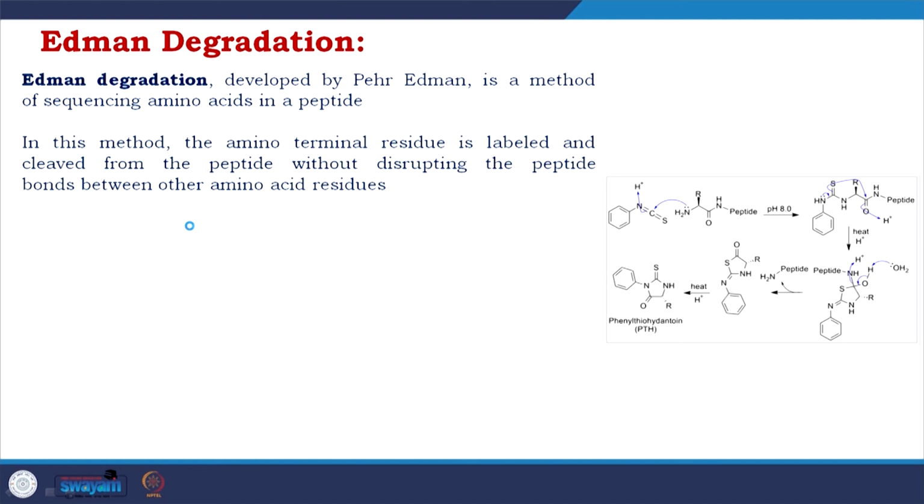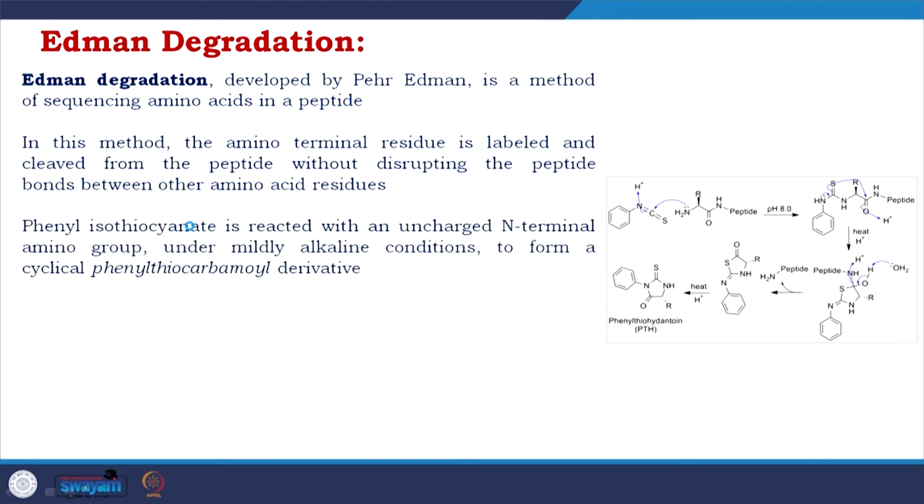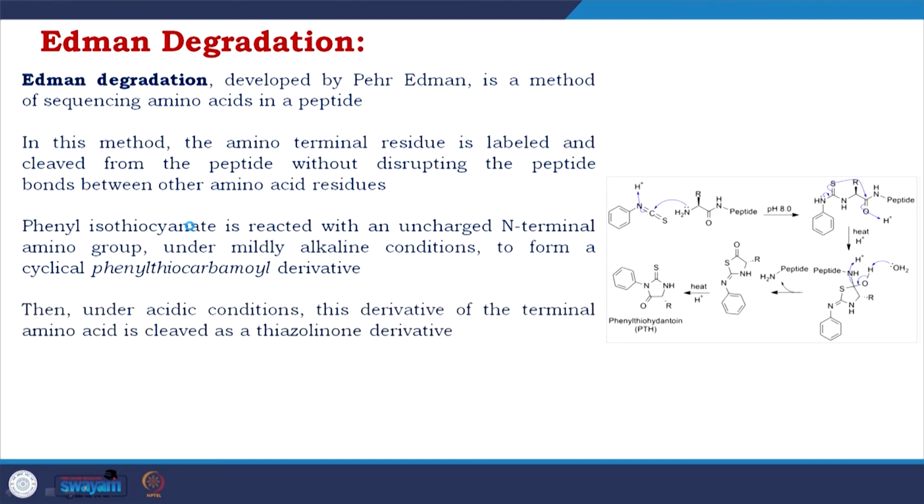In this method, the amino terminal residue is labeled and clipped from the peptide without disrupting the peptide bonds between other amino acid residues. Phenyl isothiocyanate is reacted with an uncharged N terminal amino group under mildly alkaline condition to form a cyclical phenylthiocarbamoyl derivative, and it does not affect the other peptides.